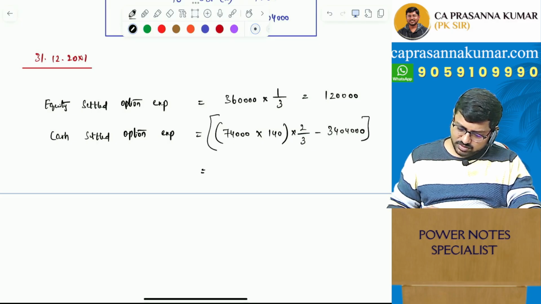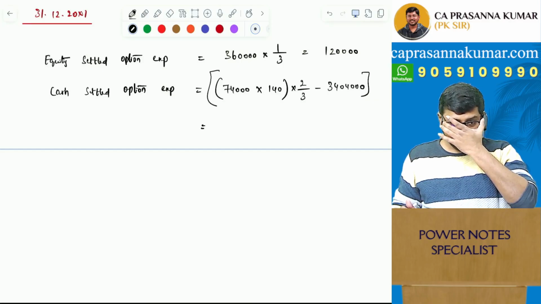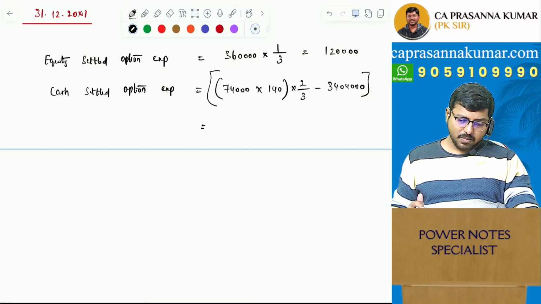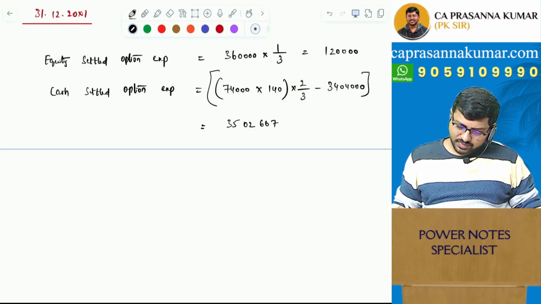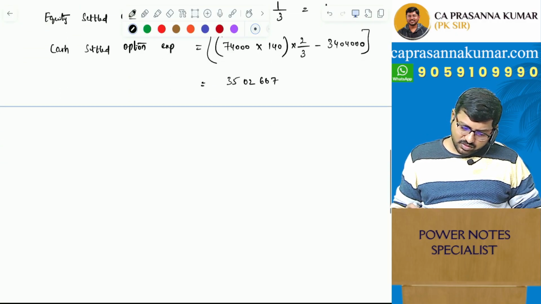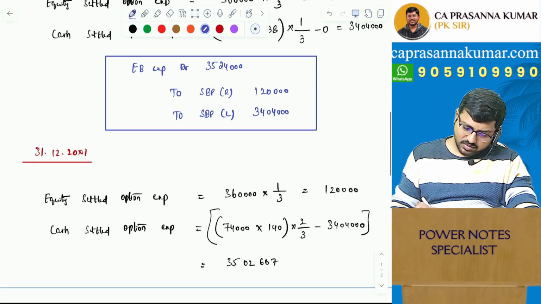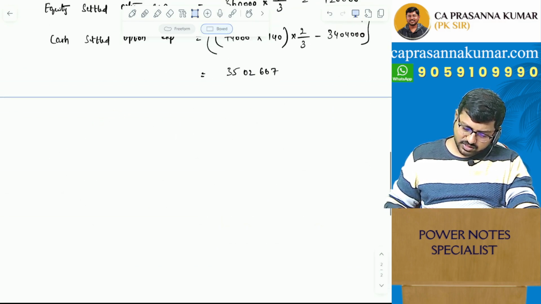How much does it come to? Anybody can give me the number, Nana? Do the calculation. Give me the number. How much? 35 lakh 2,667. All right. So now we shall pass the entry. Pretty much the same entry, correct? So I'll just copy paste. Only numbers have to change.